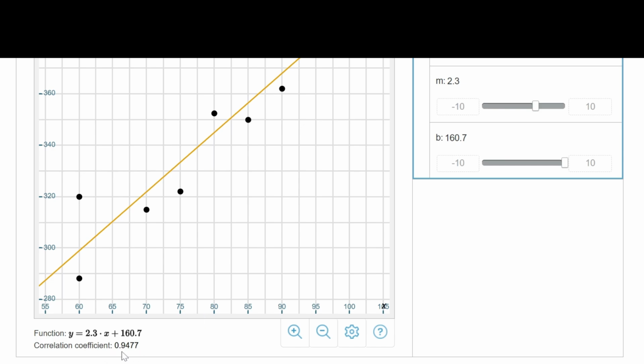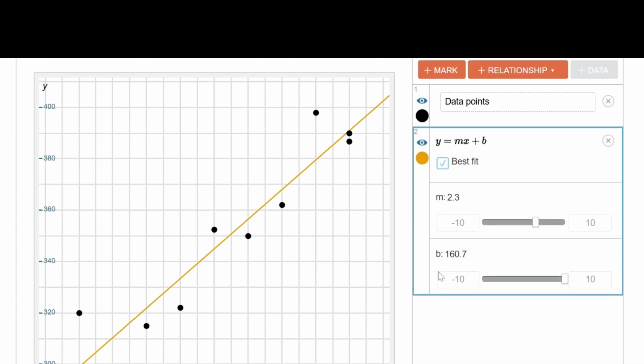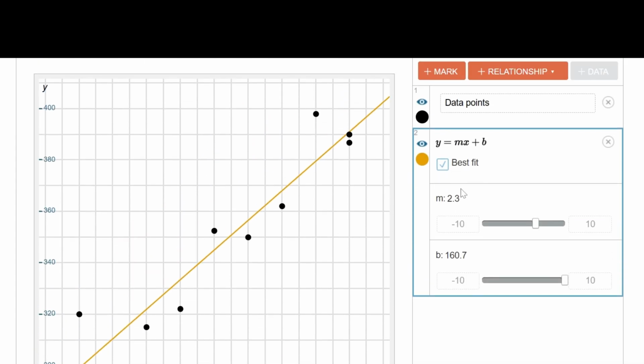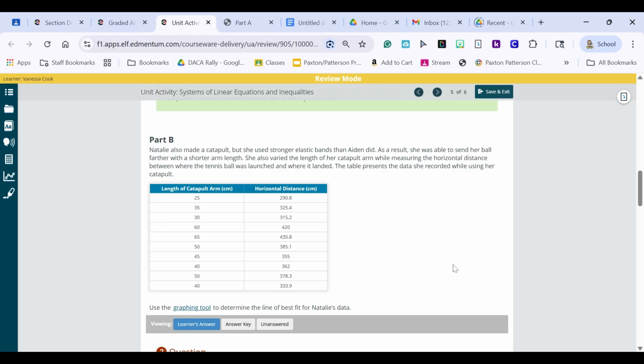And then the correlation coefficient, if they ask you for that, that's right here, right? So 0.9477. And so that is going to be the answer. Like for the first one, you just put that into your graph, and that will give you the answer.